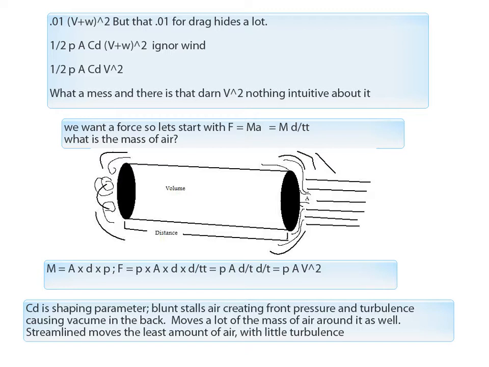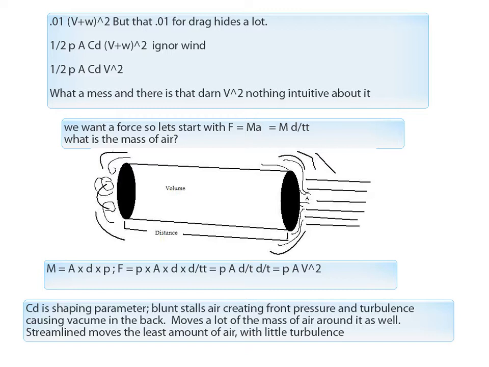CD is a shaping parameter. If you're a blunt object, you stall the air in front of you. If you're sitting up on your bike, the air hits your chest, compresses against it, sort of stalls there, builds up pressure, and then shoots out to the side, creates a lot of turbulence, and actually pushes a lot of air that's outside your tunnel of air. Air you shouldn't have had to move is now getting moved, and that's got mass. So more air mass is being moved.